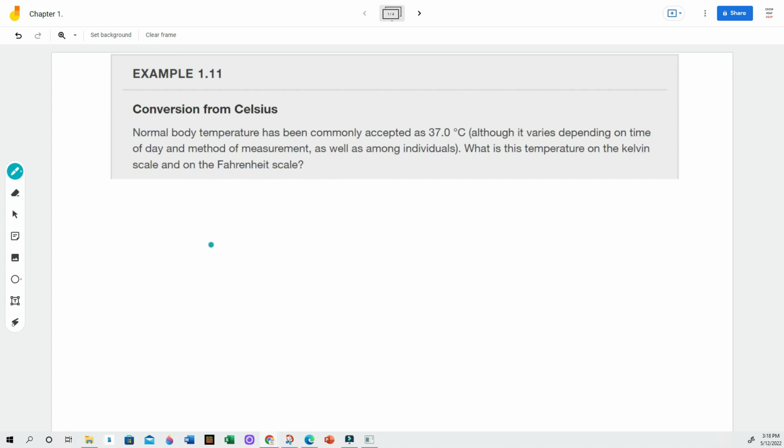So let's start with Kelvin. So Kelvin is 273.15 plus our degrees Celsius. So in our case, what we're going to have is plus 37.0, and that is going to give us Kelvin as 310.2. Okay, so why did I round to just 1 decimal place here?